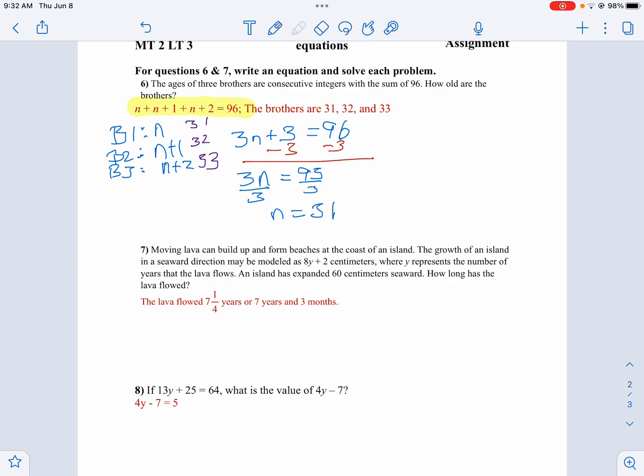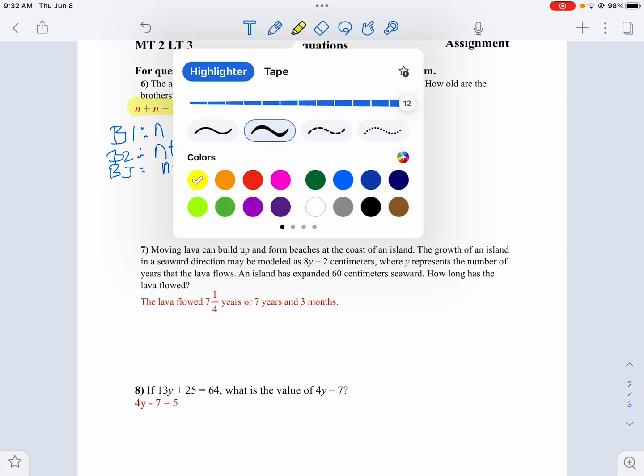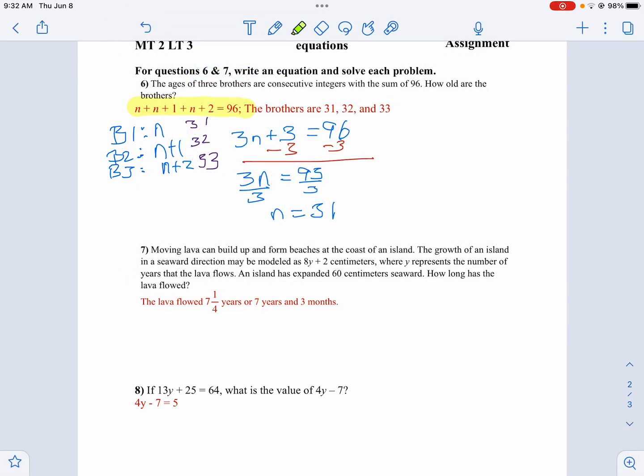Make sure, since it's a word problem, you answer your question in a complete sentence. That is, they are 31, 32, and 33. Don't just write down the numbers. Write it as a sentence.